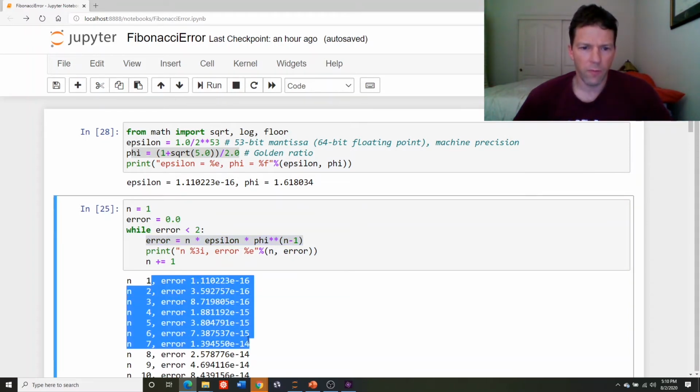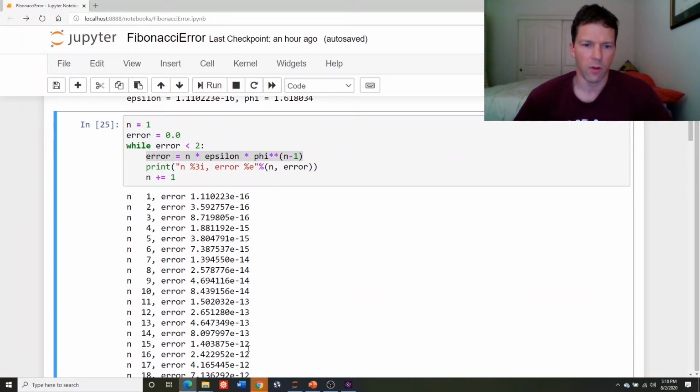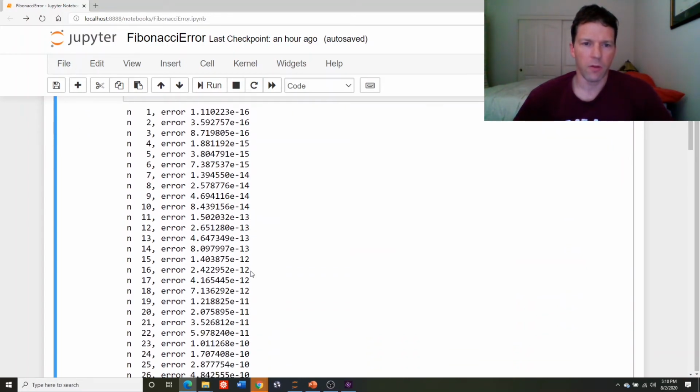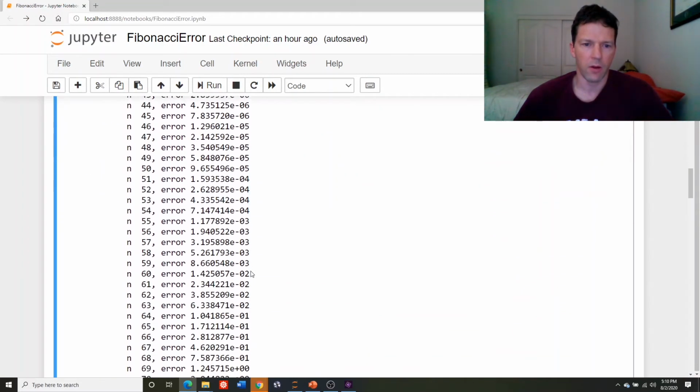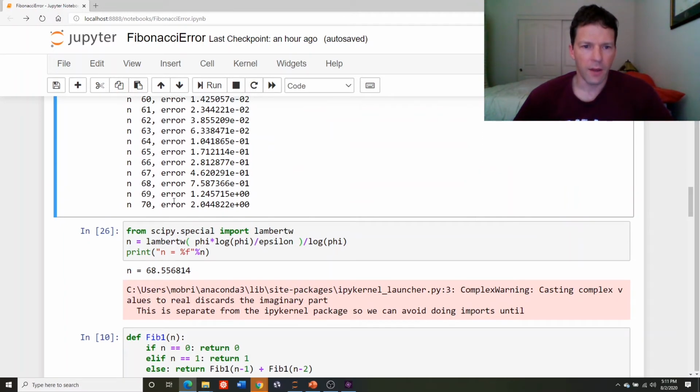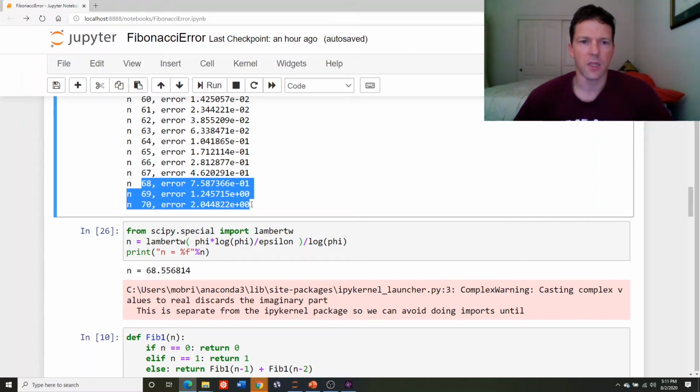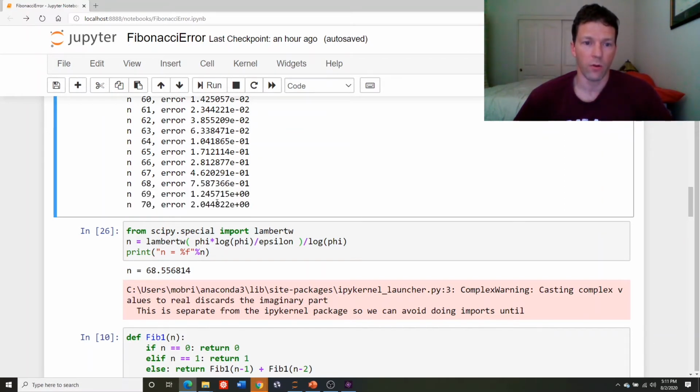For the first few Fibonacci numbers, we see these really, really small errors, but they're getting bigger. They're getting exponentially bigger, bigger, bigger, bigger. And here at around 68 or 69, the error exceeds 1. So we would expect my formula to give the wrong answer around here because the error for the nth Fibonacci number is about 1 or 2.